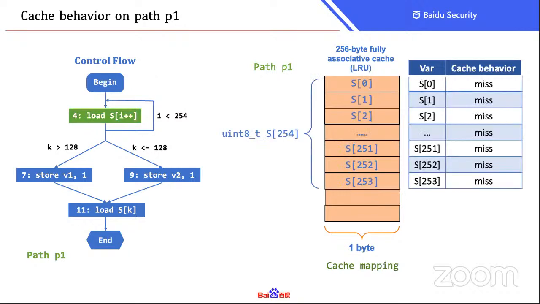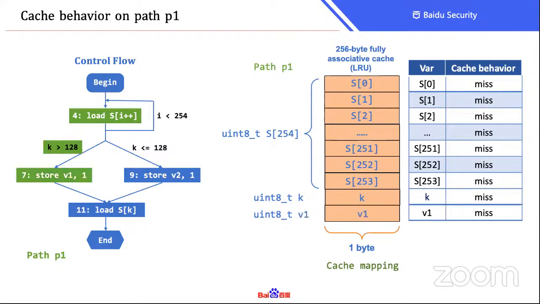If we run path P1, the while loop will load the array into the cache. The cache was initially empty, so all these memory load operations cause cache misses. Next, we read the variable k and map k to the cache. It is also a cache miss. Then the store operation will map V1 to cache, also a miss. And finally, we load s[k]. At this point, array s and the variable k are already in the cache, so reading s[k] must get a cache hit.